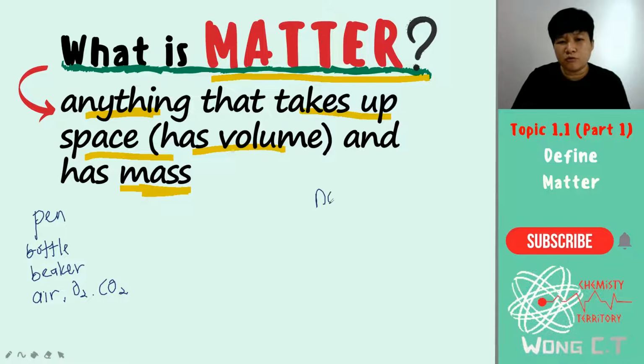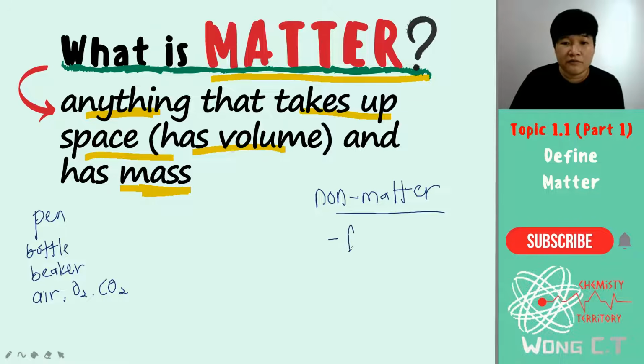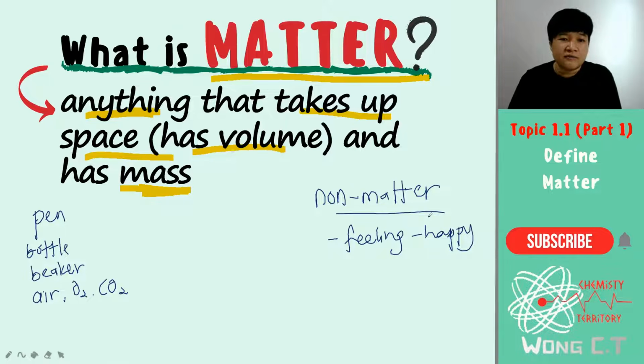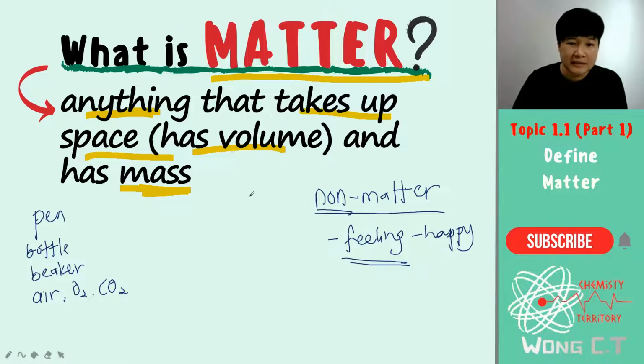Then the question will be, what would be non-matter? What is actually not taking up space and also not having mass? A very simple example is feeling. You're feeling sad, you're feeling happy. All that doesn't take up space and doesn't have a mass. You cannot measure the mass of your happiness. So all sorts of feelings are examples of non-matter because they don't take up space and don't have mass. That is the difference between matter and non-matter. Bear in mind, matter is everything that takes up space and has mass.